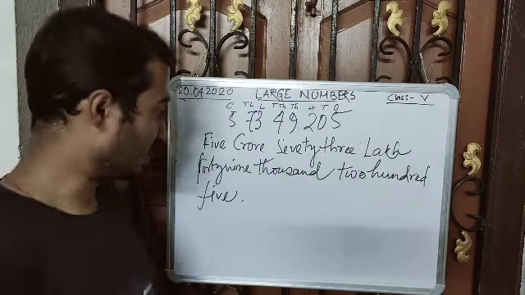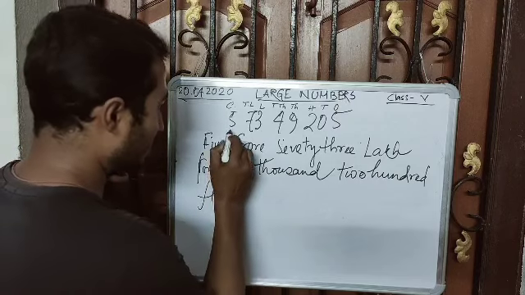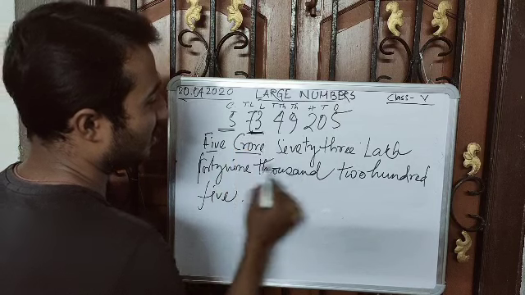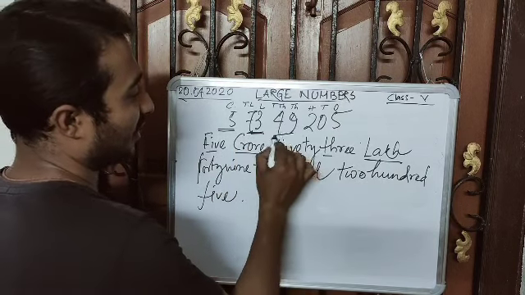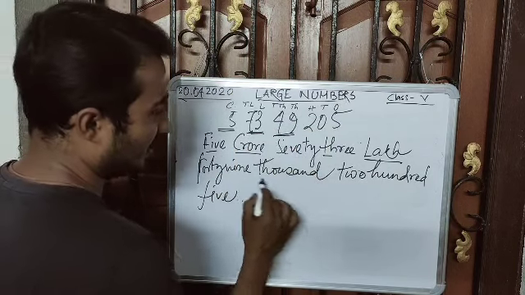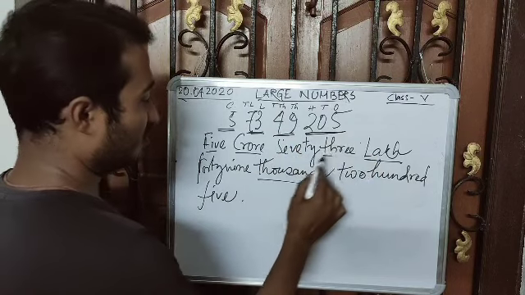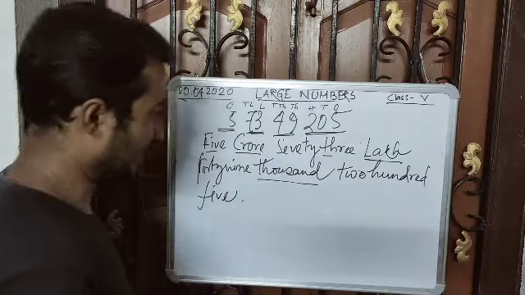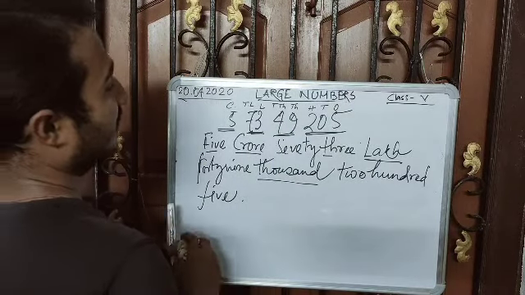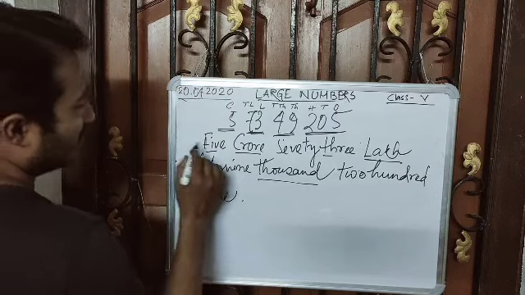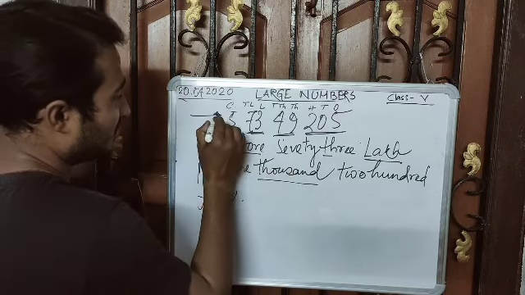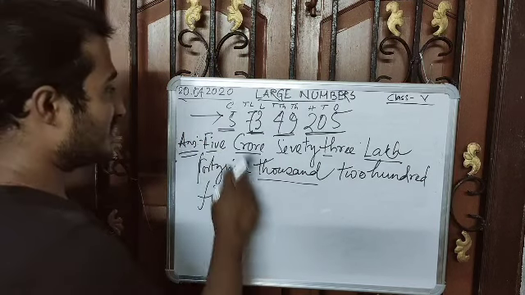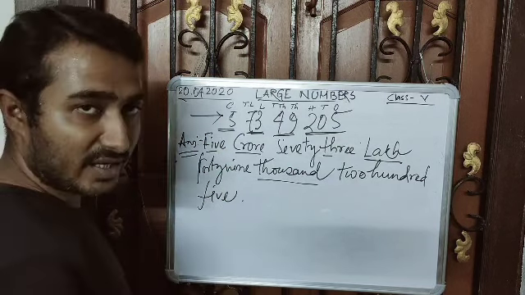This way you can write easily using the periods. This is the crores period, 5 crore. This is the lakhs period, so 73 lakhs. This is the thousands period, 49,000, and this is the remaining 205, that is 205. Okay, next, in the first question, suppose this is given and your answer is this, so you have to write the answer this way. The number is given and you are writing it in words.